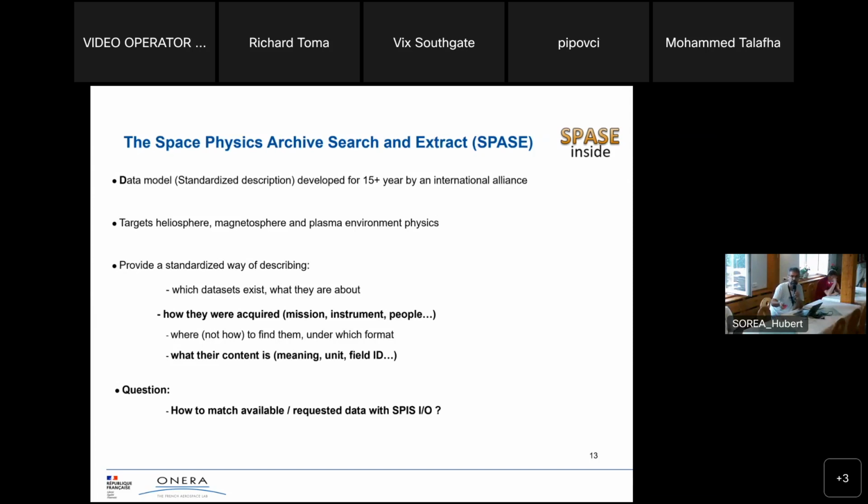which is quite important when you want to automatize the imports. But it tells you where to find them, but not necessarily how, which is an issue, and which explains also why we have to use tools like CDAWeb or AMDA. And it also gives the content of the data sets, so the physical meaning of the content, the units, and the fields. So the question is: how do we automatically import data in SPACE using this model?